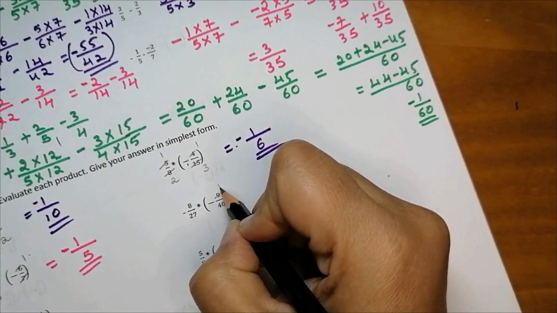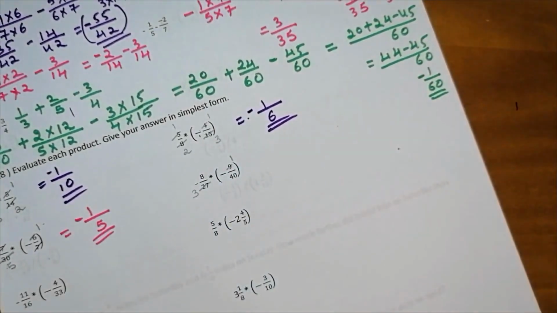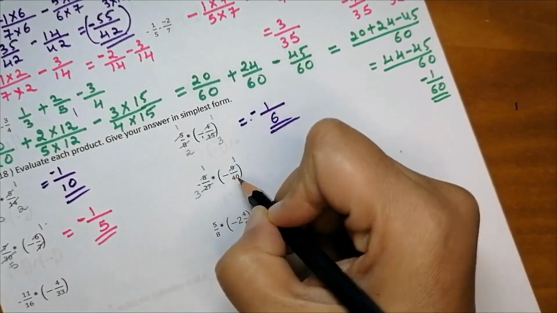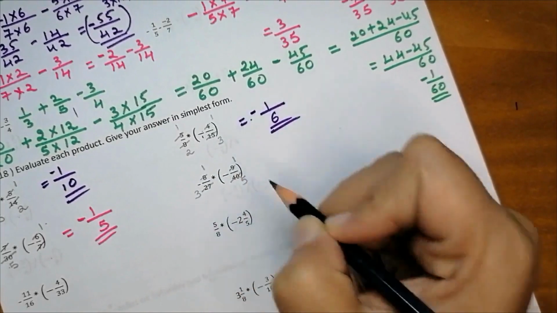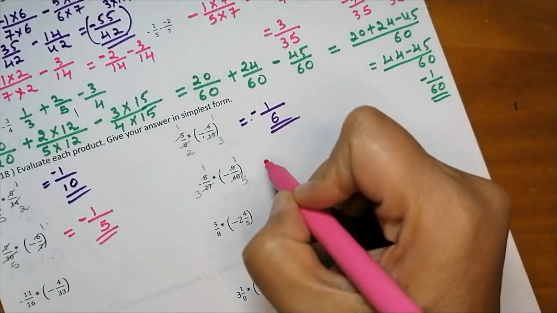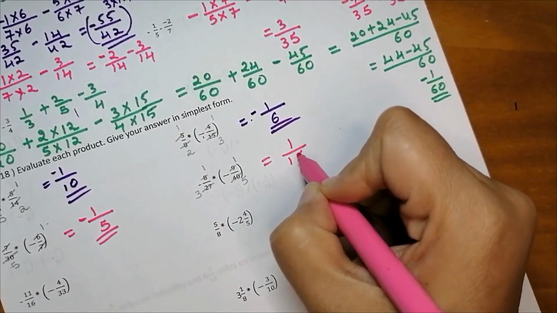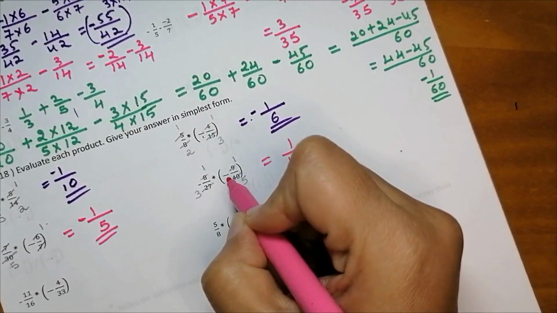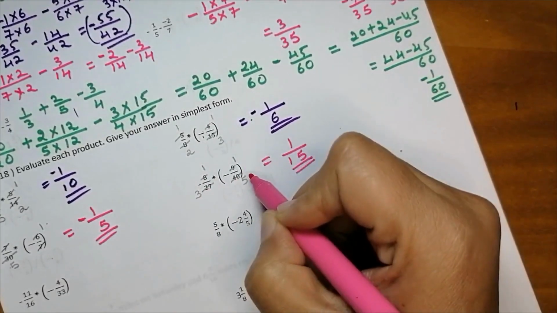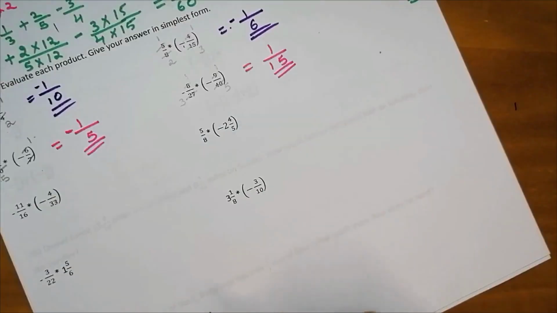9 times 1 is 9. 9 times 3 is 27. Okay, 8 times 1 is 8. 8 times 5 is 40. So what are we left with now? That's 1. 3 times 5 is 15. And this is minus minus, right? So the answer will be positive, minus times minus, right? Even number of minus signs, so the answer is positive. Okay.